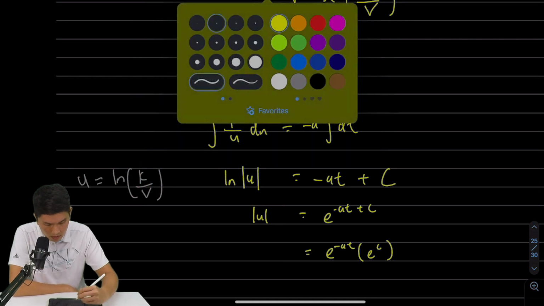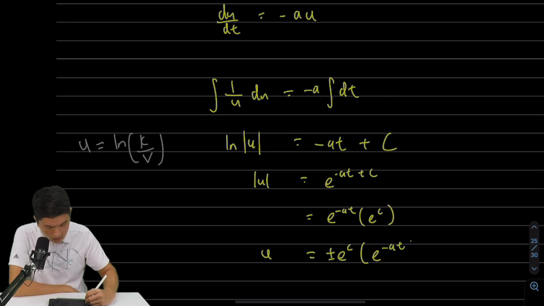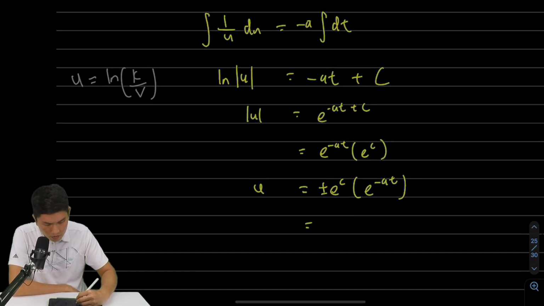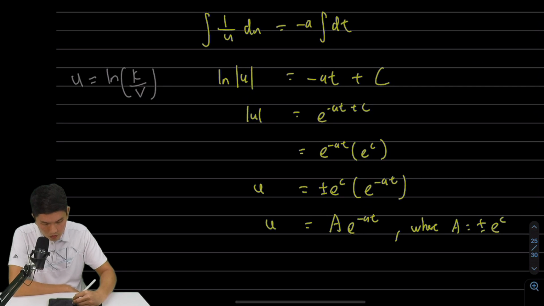So then this is what I generally don't really like. So I'm going to write u as plus minus of the right hand side. But I'm going to reorder this. I'm going to write the e to the power c in front, and you'll see why. That's e to the negative at. Okay, we can absorb this. This is quite a good technique actually. We can absorb it as just some constant, where A is equal to plus minus e to the c. Okay, and this is u.